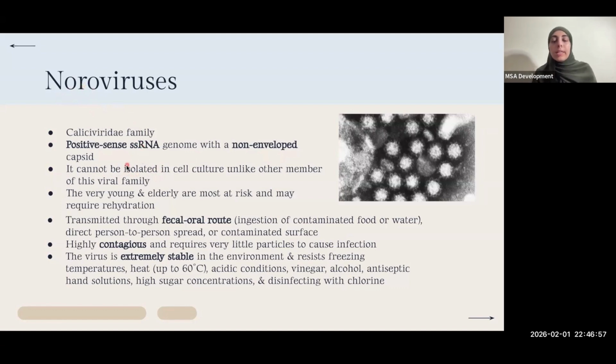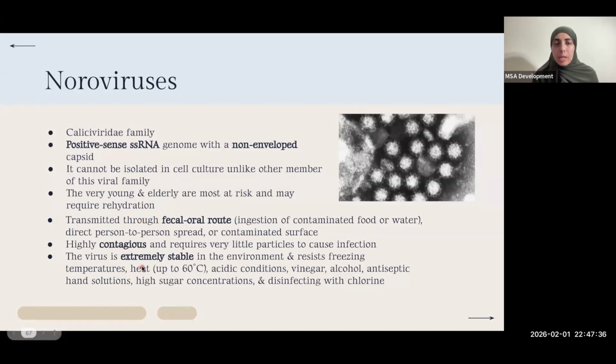Okay, and this affects the very young and the elderly. And when they get it, they may require rehydration. As we said in most of these GI infections, you need to rehydrate. How is it transmitted? It is transmitted through fecal-oral route, just like most of these agents anyway. And it can also be transmitted from direct person-to-person spread or contaminated surfaces. It is highly contagious. So if you have an outbreak of norovirus in a specific setting, it will go around and infect almost everyone.